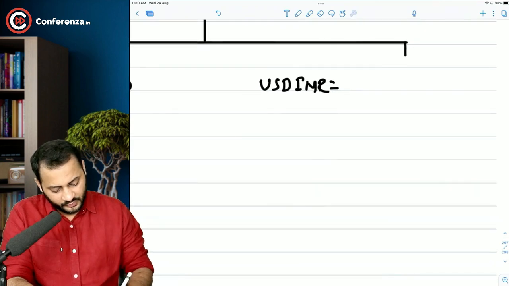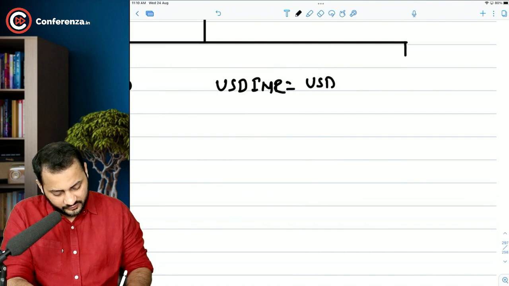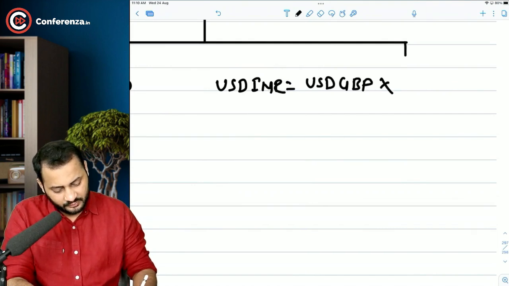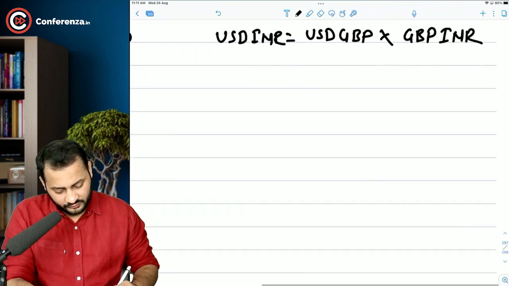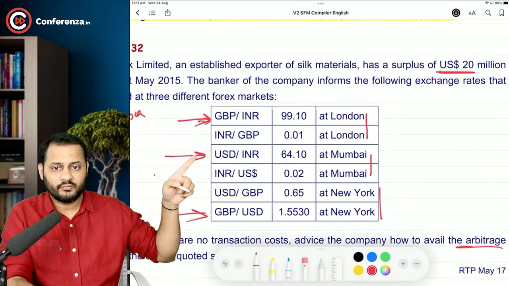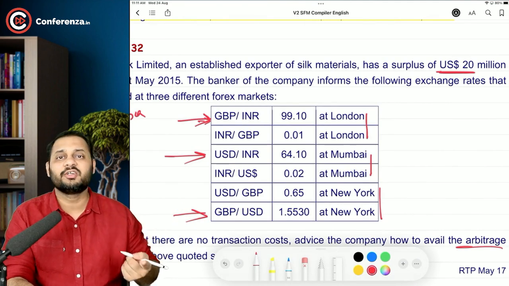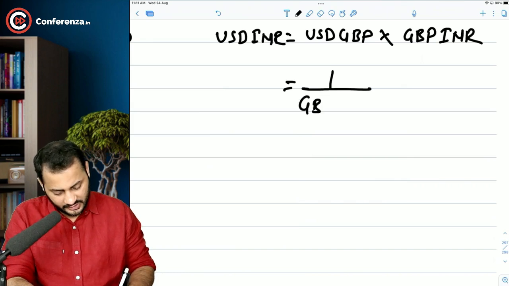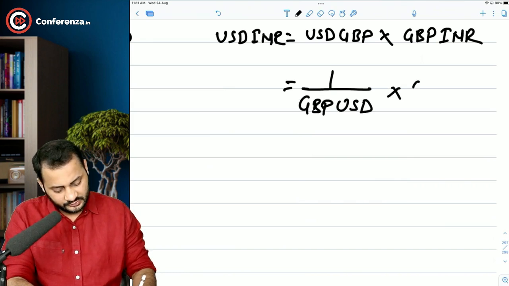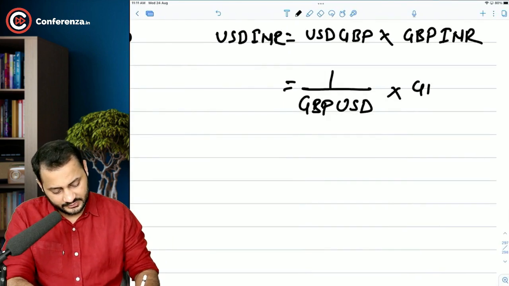How to create an equation of cross multiplication for this? USD has to be kept first, the second currency will be GBP, multiplied by GBP first, the second currency will be INR. Am I right? USD should be first, INR should be last. Now, whether the rate is USD GBP, see, this is GBP USD, not USD GBP, right? So we have to take the inverse of that. We will convert it into indirect, and at that time it will be written as this. And the second quote is GBP INR, right? GBP INR as it is, we can keep it as it is.